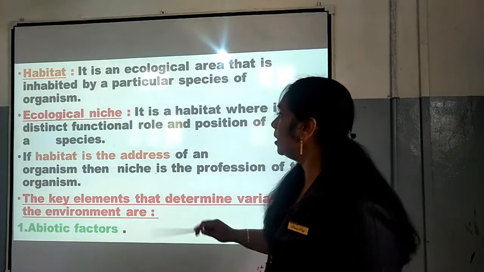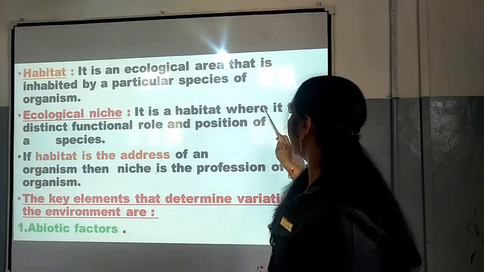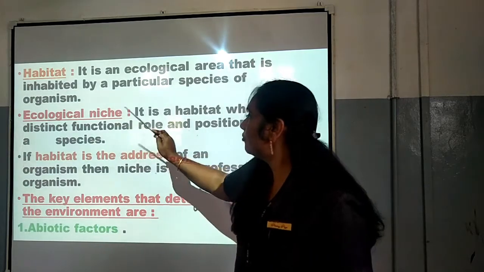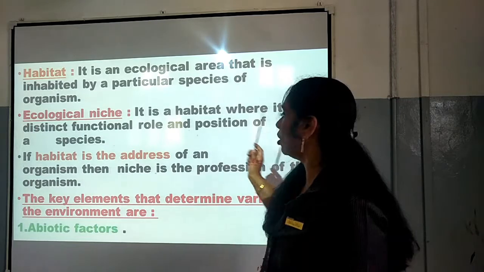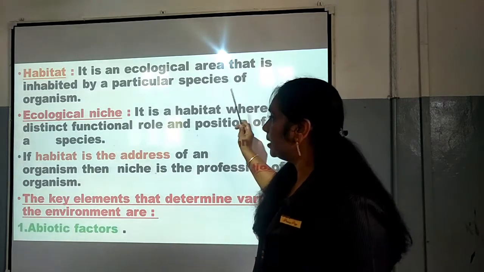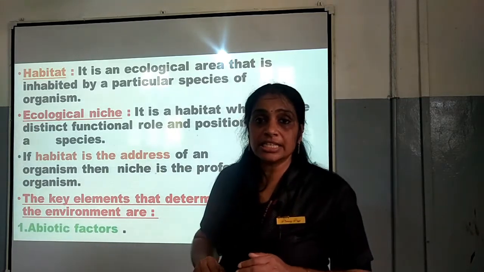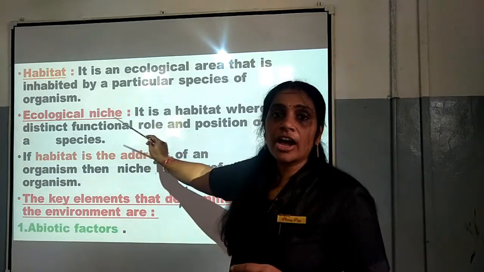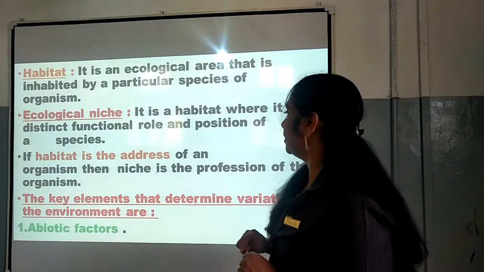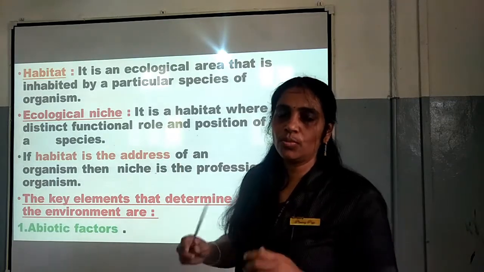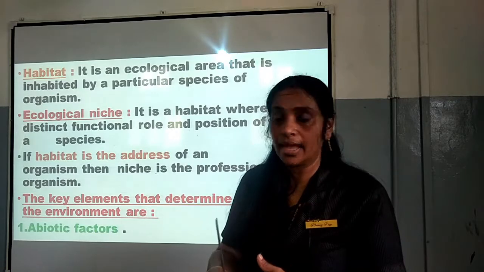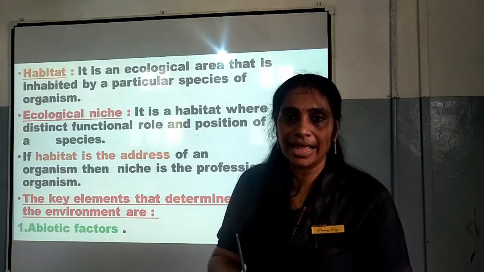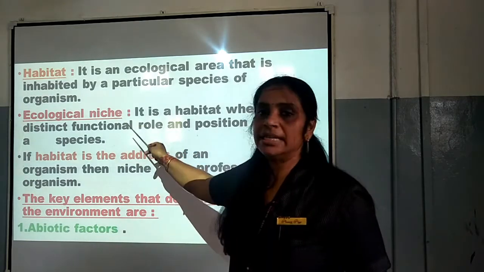This is important again. It is a part of the habitat where the species has a distinct functional role and position. The ecological niche is a part of the habitat where it is playing a distinct functional role, isn't it? And the position of a species: what position the species attains there in the habitat, and what functional role the species has in that habitat, is the ecological niche.